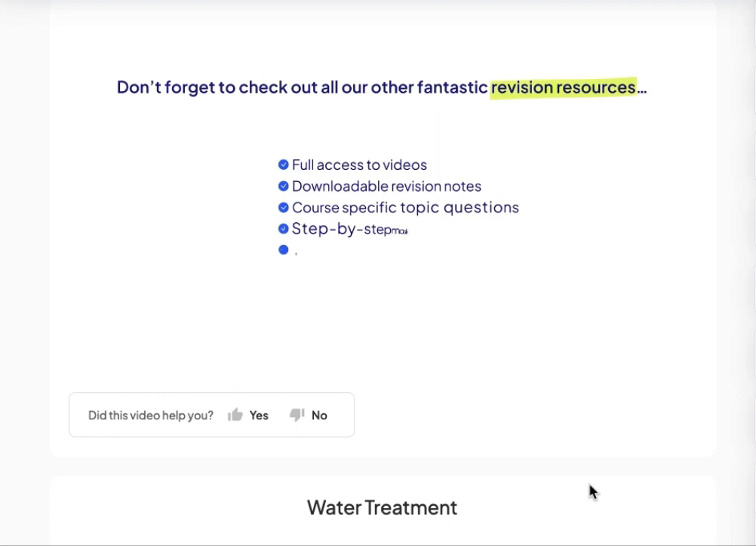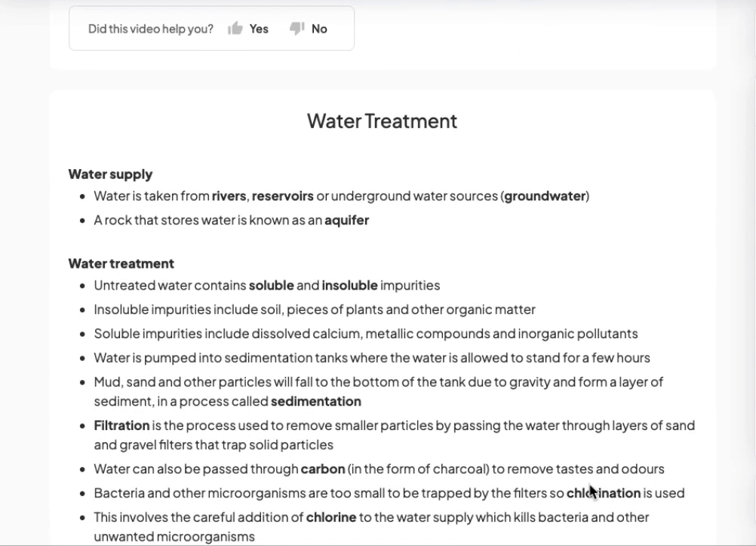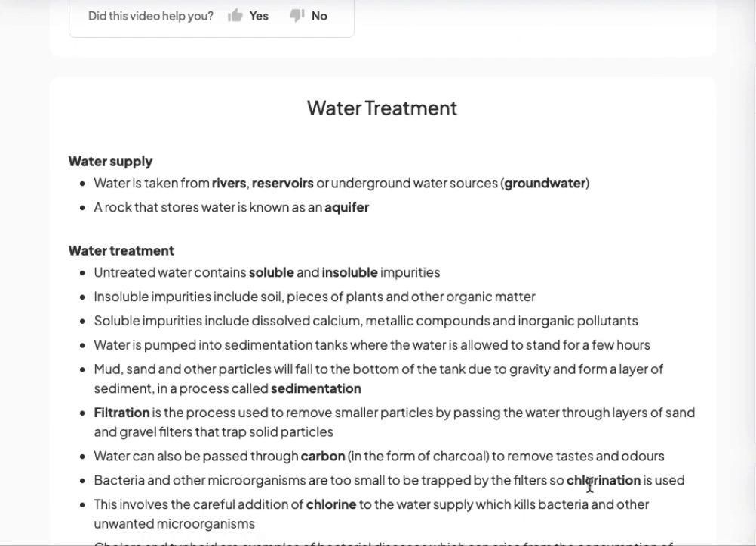Okay, so that's the tutorial on water treatment. Filtration, sedimentation, chlorination, and use of carbon. Filtration: you filter the water. Sedimentation: the particles fall due to gravity to the bottom of the tank and settle at the bottom. After sedimentation, chlorination: we add chlorine to kill the bacteria. After chlorine, use of carbon, to remove odor and smell from the water.